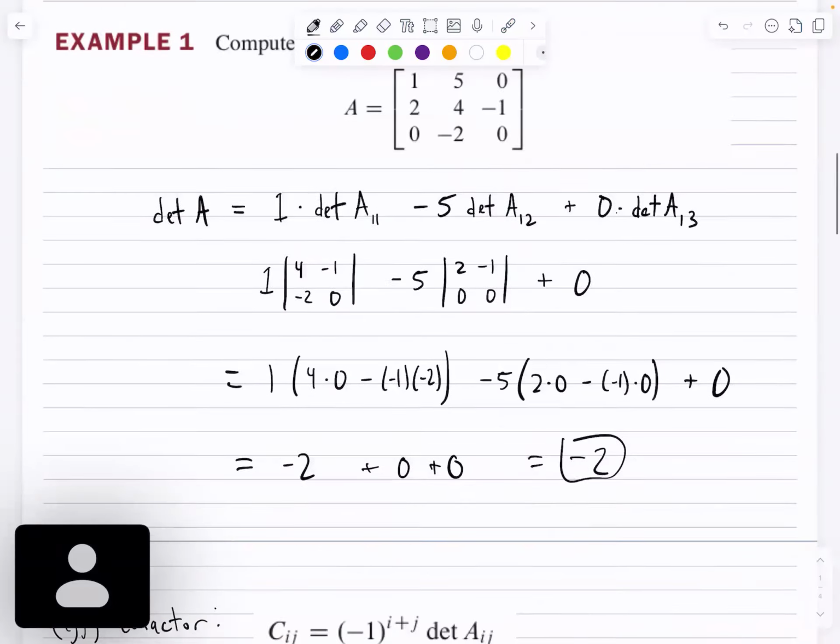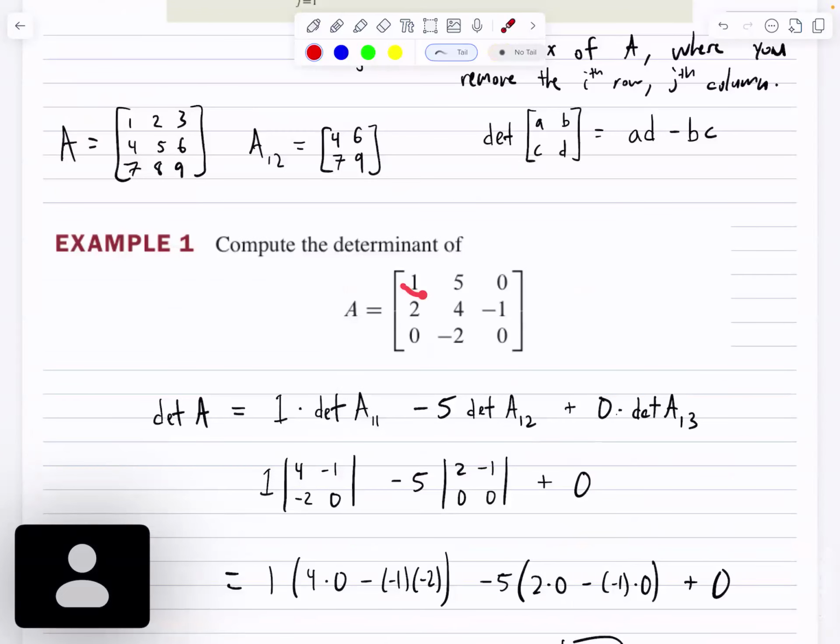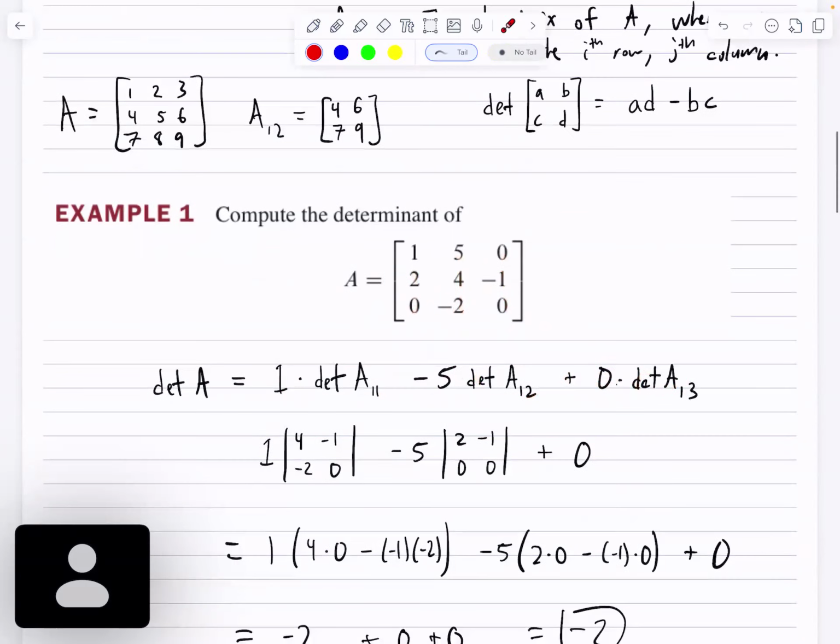Another way to do this, so this is what's called expanding along the first row. So I take that first value, that value goes there, and I put a minus sign there. And then the third value goes there with a plus sign. So it goes plus, minus, plus. First value in the row, second value in the row, third value in the row, and then the determinant of the submatrices that come from blocking out their columns and their row. And so that's how you get there.